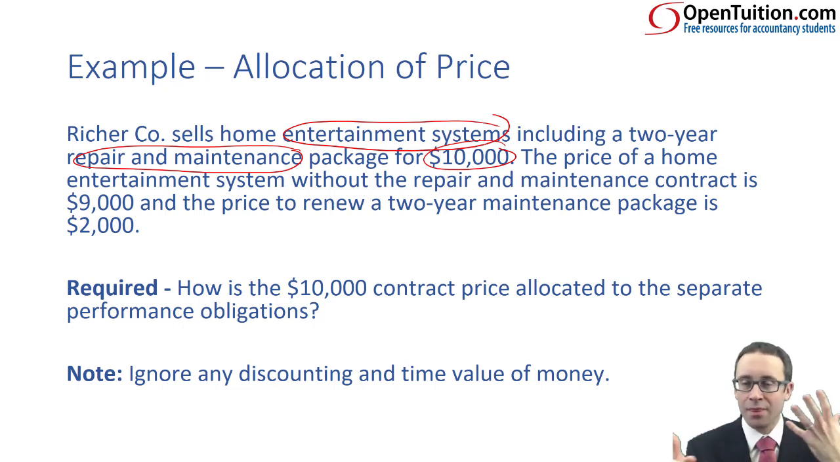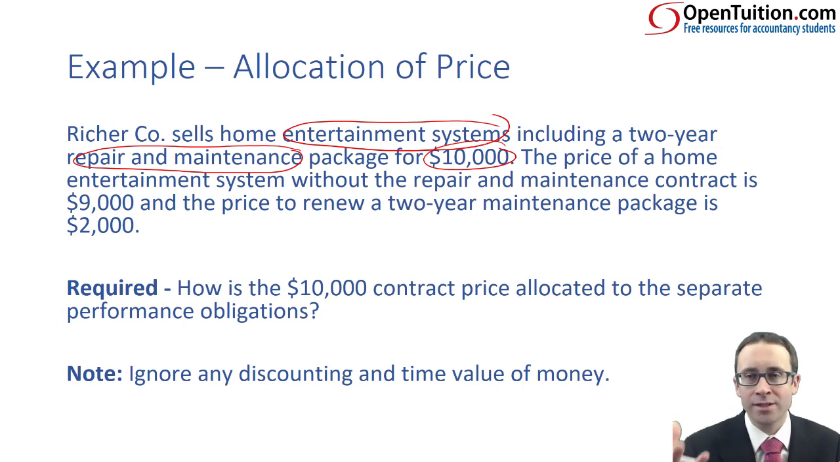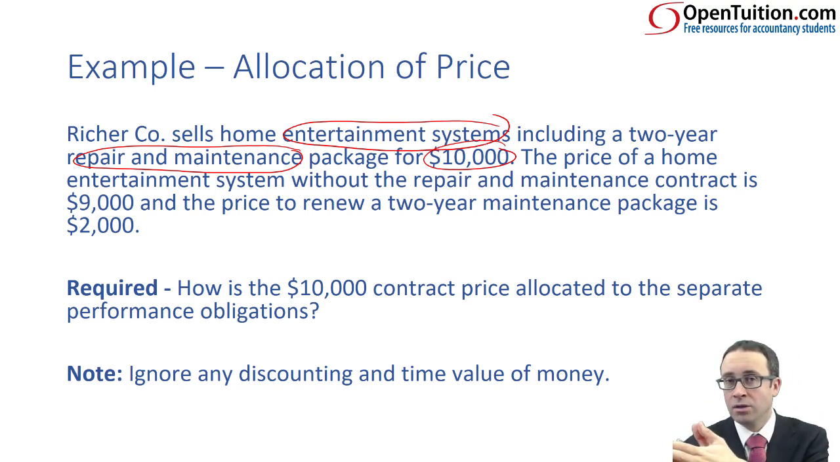So it's that $10,000 that needs to be allocated to the entertainment system and to the repair and maintenance, based upon their separate standalone prices. So if I was to buy the entertainment system separately, how much would it cost? If I were to buy the repairs and maintenance package, how much would it cost? Look at that in total, and then I can say, well, of that, X belongs to the entertainment system and Y belongs to the repair and maintenance. Okay.